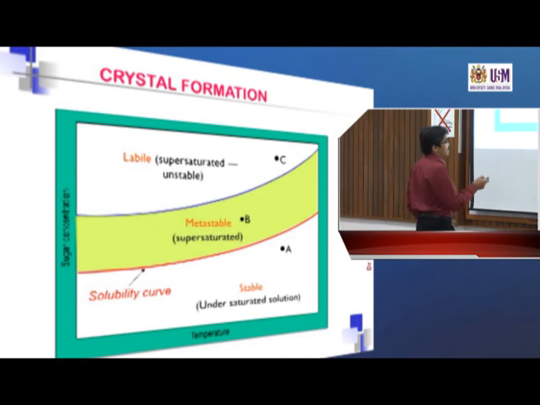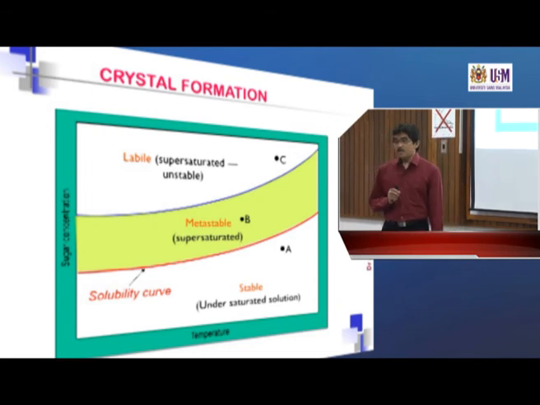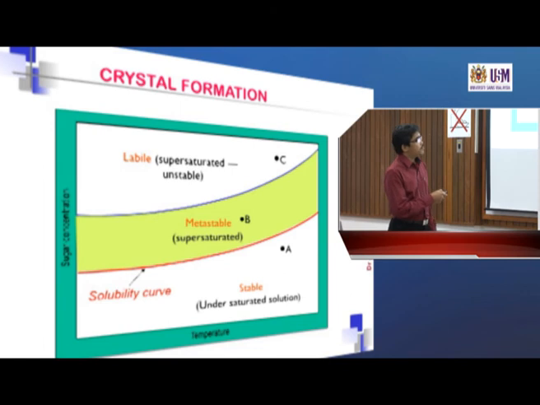Okay, and any point below the curve, like point A here, we say that the solution is undersaturated. In an undersaturated solution, we cannot start a crystallization. If you add a crystal, let's say you put a few sugar crystals inside the undersaturated solution, that crystal will dissolve.